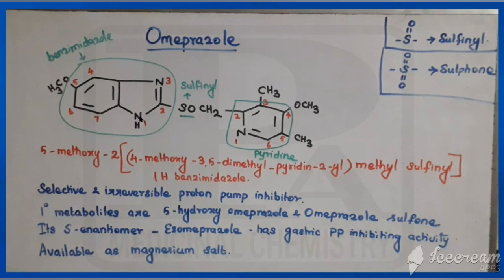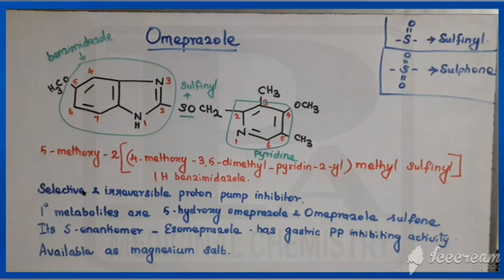So what is the chemical name? Here the benzimidazole is the parent. In that, what is attached? 1H. The fifth position has methoxy, that's why 5-methoxy. And the whole group is attached to the second position, so 2, open bracket. Here in the fourth position it has methoxy, so 4-methoxy, 3,5-dimethyl. This is pyridine, and its second position is attached, that's why 2-yl methyl sulfinyl, close the bracket. This is 1H-benzimidazole. That is the chemical name.